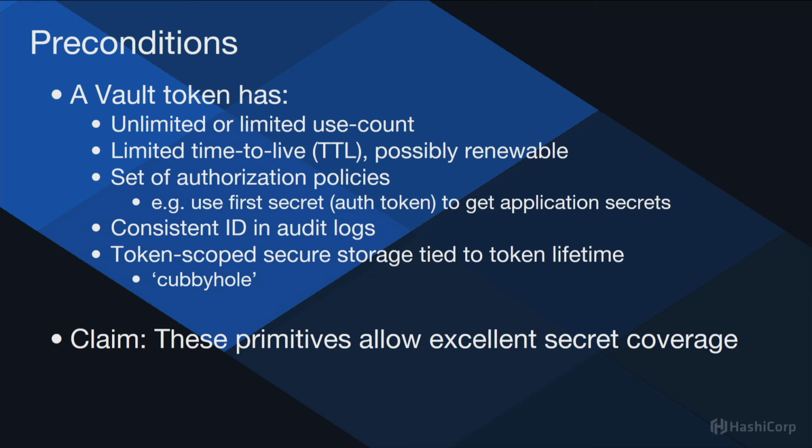This is something really cool that a lot of people, I think, don't realize is there. It's called cubbyhole, and by default, every token has access to it. This is secure storage that can only ever be read by a particular token. It's one of the few things in Vault that root tokens cannot do. They cannot read another token's cubbyhole.